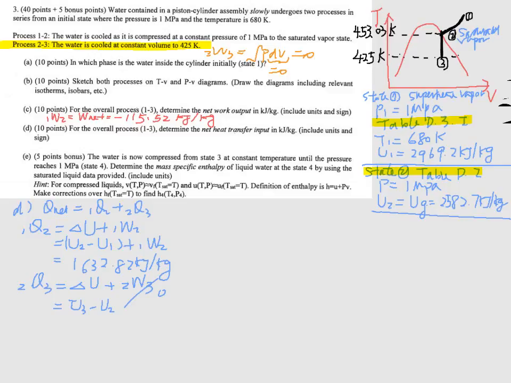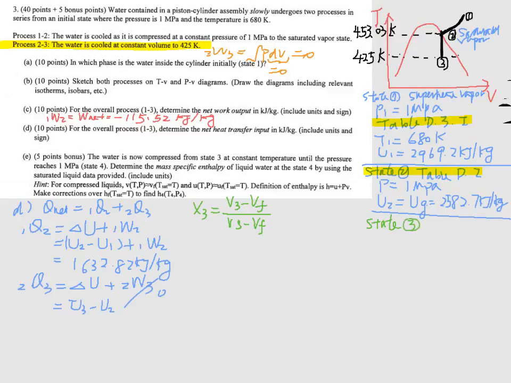So for state 3, we can calculate the quality using the equation x3 equals V3 minus VF over VG minus VF. The reason why we chose volume is because we know the volume at state 2, and the volume at state 2 and state 3 are the same. So let's start listing all the information that we know about state 3.